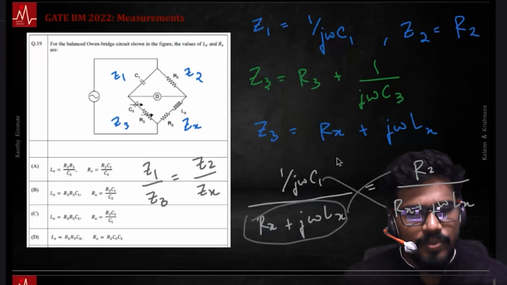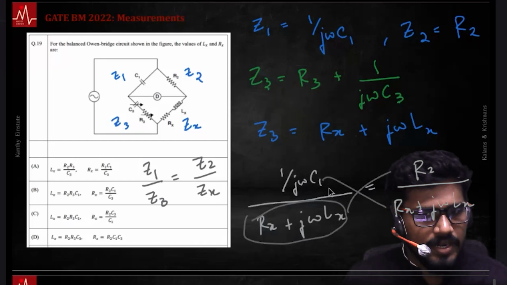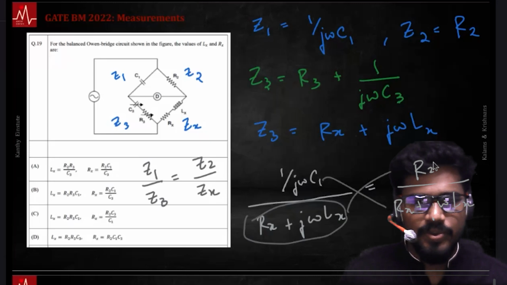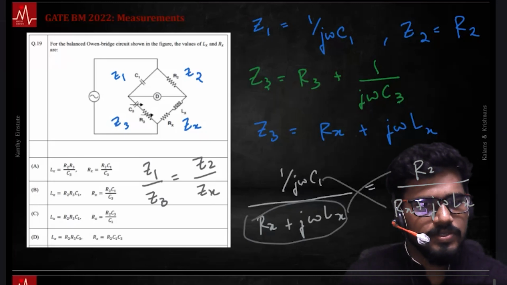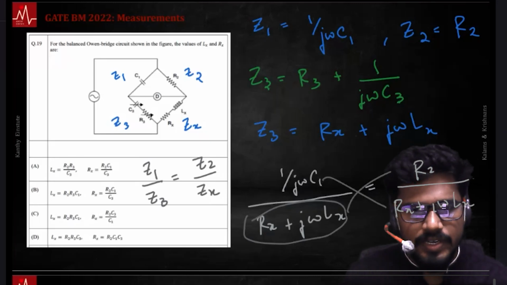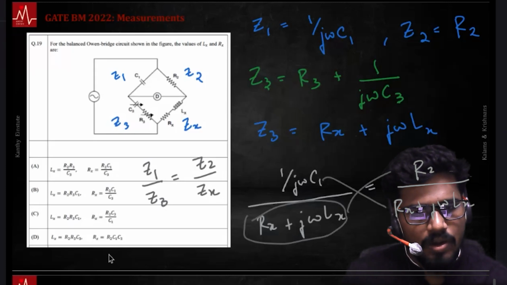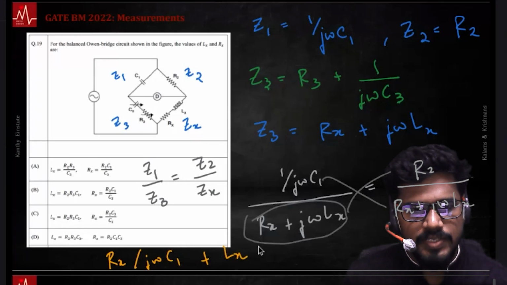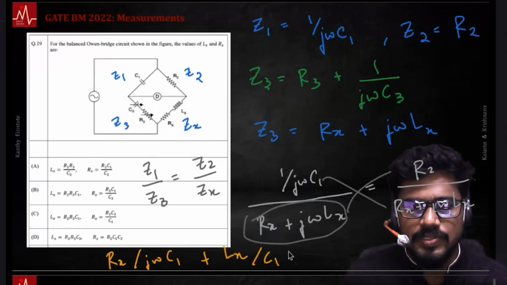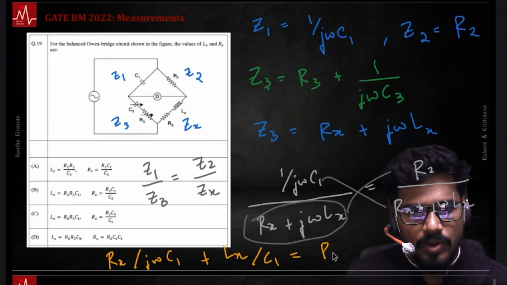So I am going to write it that way, and I need some space. Fine, let's write it down over here. Okay. Now this is what I get: Rx by j omega C1, Lx by C1, the j omega got cancelled, equals R2 Rx plus R2 j omega.